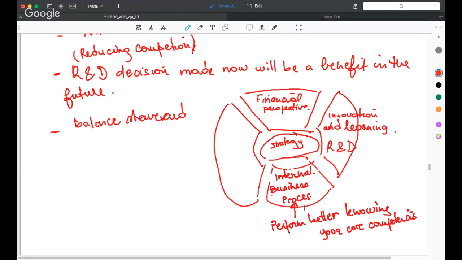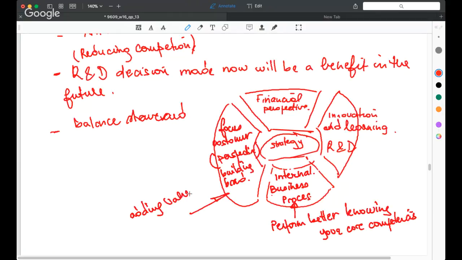Okay, and of course you are going to focus on customer perspective. Okay, building brand. Okay, adding value. Okay, and the business have to have a good core value to please the customer and develop a good business-customer relation to retain and increase them. Okay.